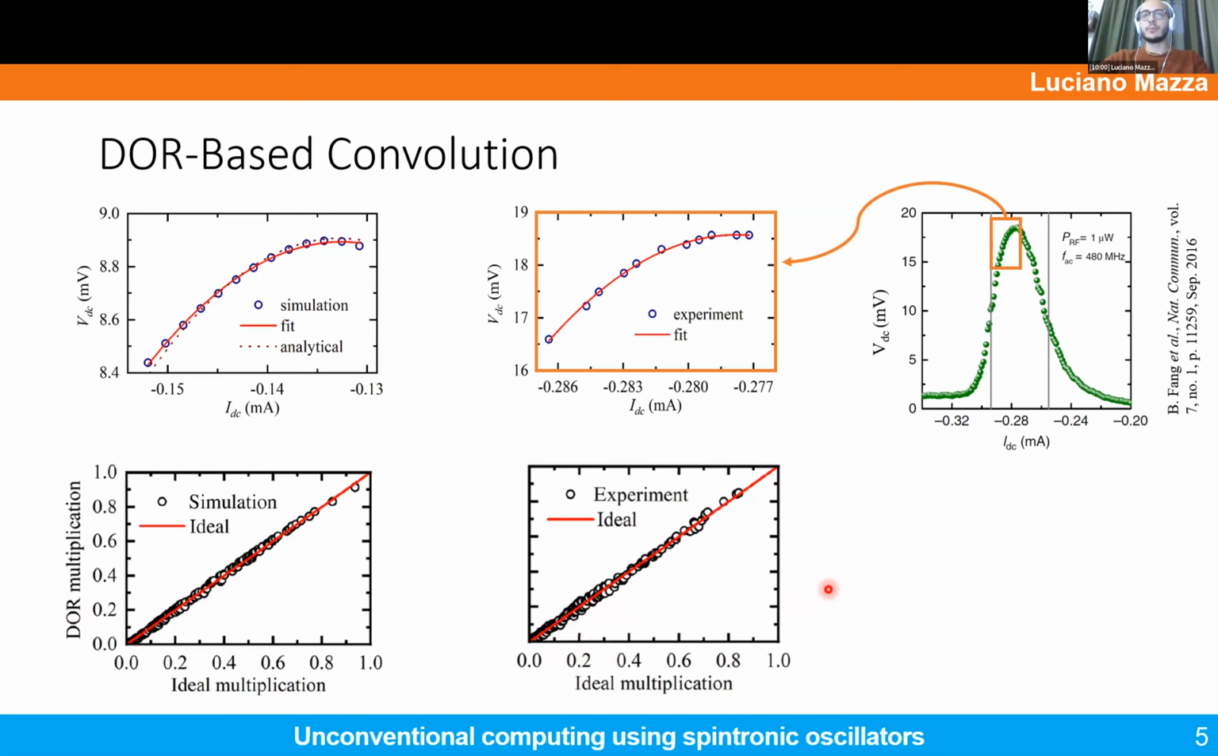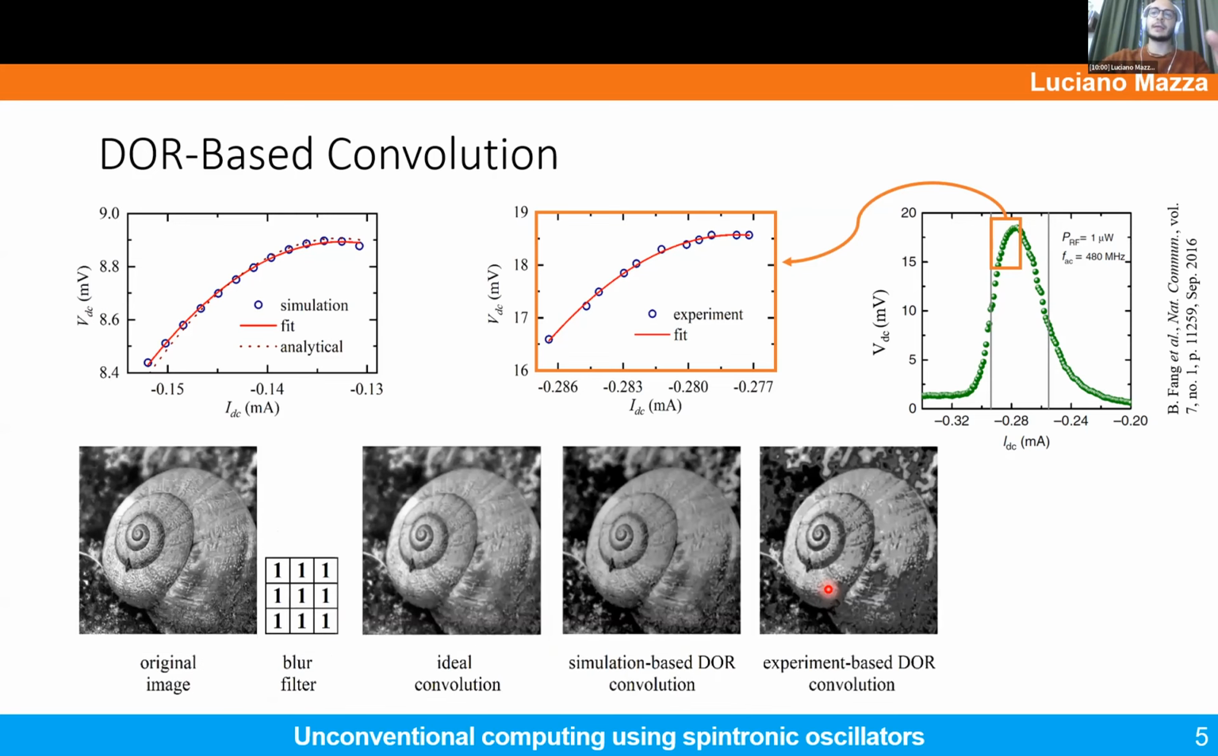So we have the analog multiplication, and we can implement the analog convolution. Here you can see an example of the image of a snail that has been convolved by a blurring filter.